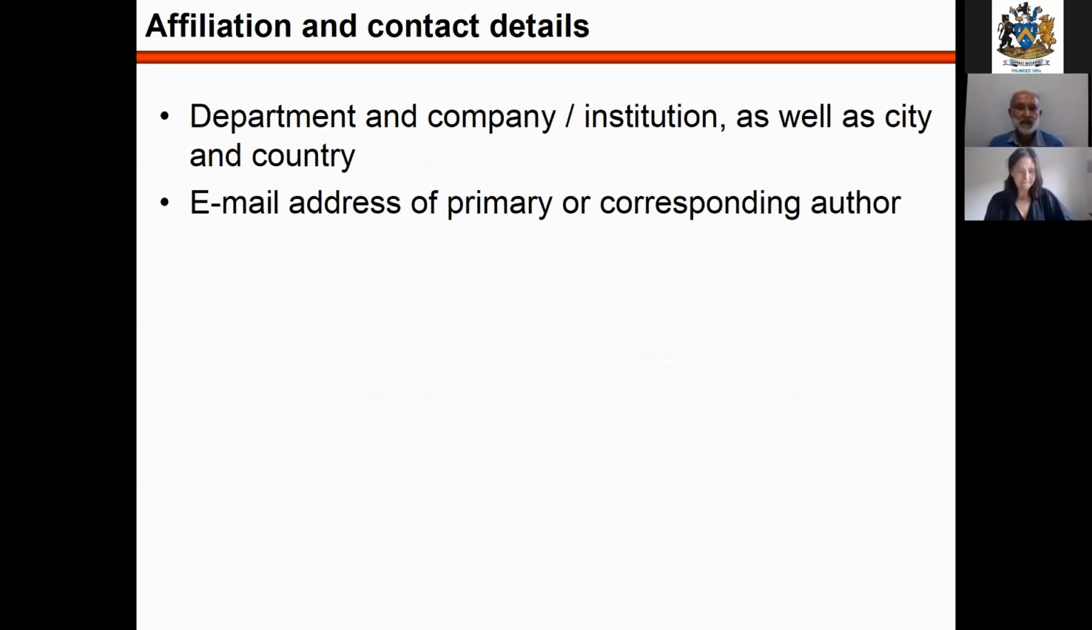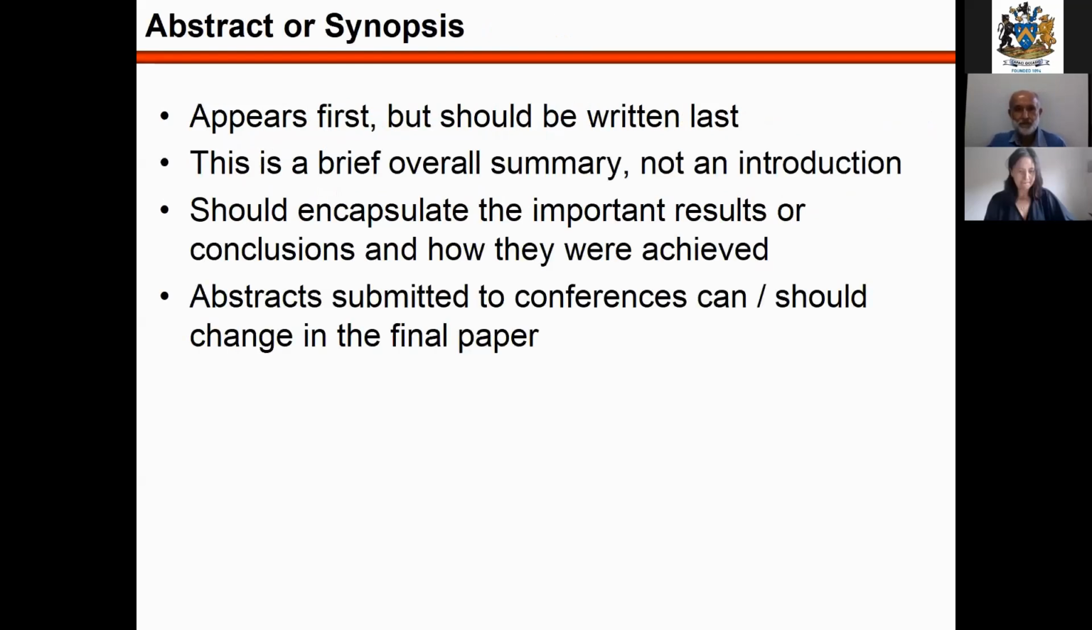When it comes to the affiliation and contact details, I think it's become modern practice to list at least the department and the company name or institution where the authors are from, as well as a city and country, just to give some sense of place to where the work originates from. These days, people generally dispense with mailing addresses and phone numbers, and simply an email address of the primary or corresponding author will suffice. It's easy enough to find contact information in today's world.